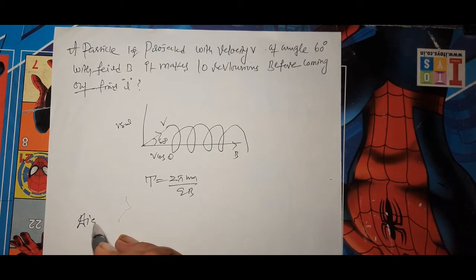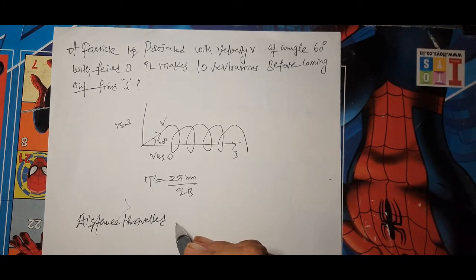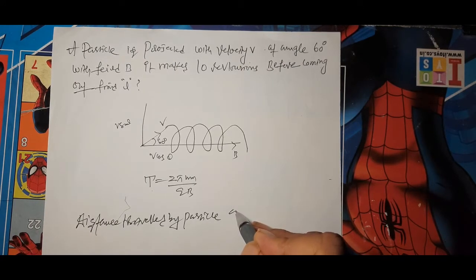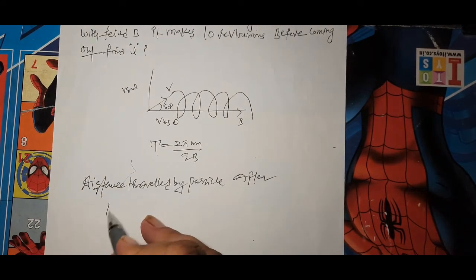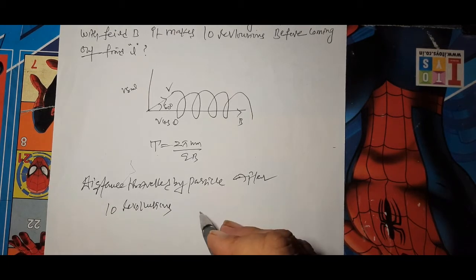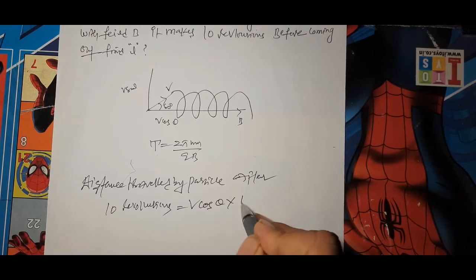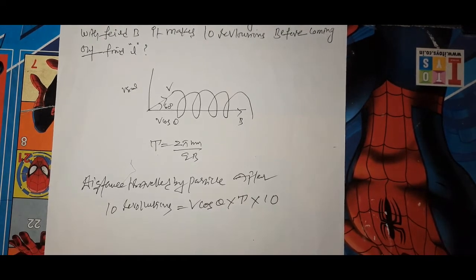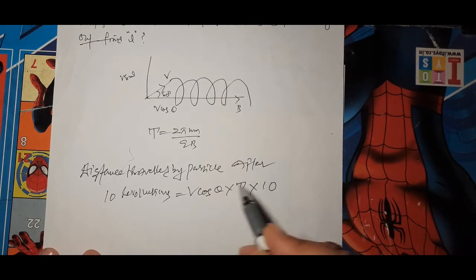Now, distance traveled by the particle after 10 revolutions is equal to v cos theta into T into 10. T is nothing but the time taken to complete one revolution.